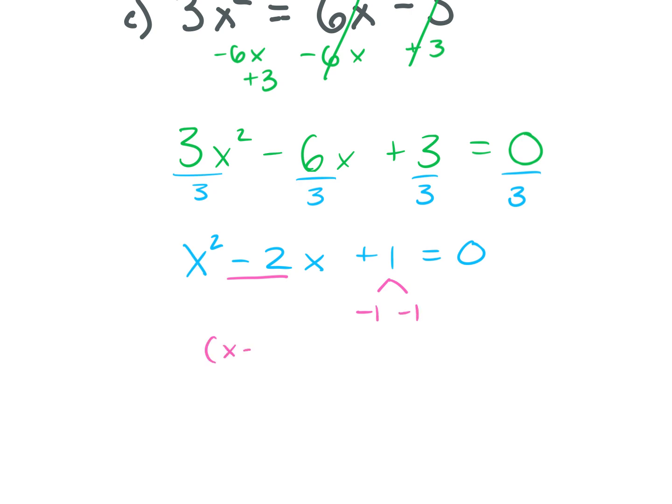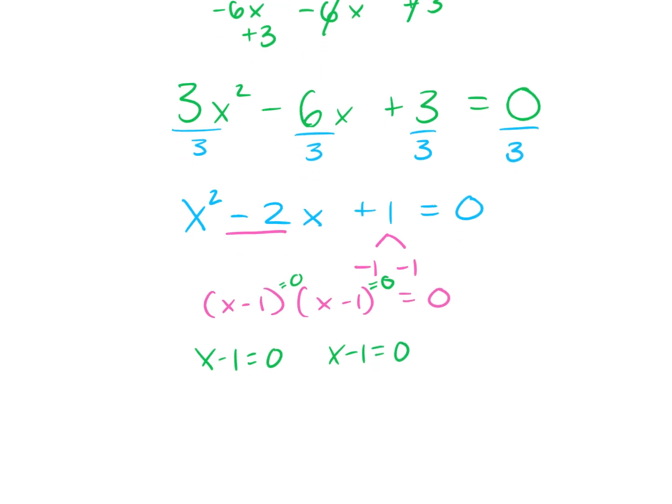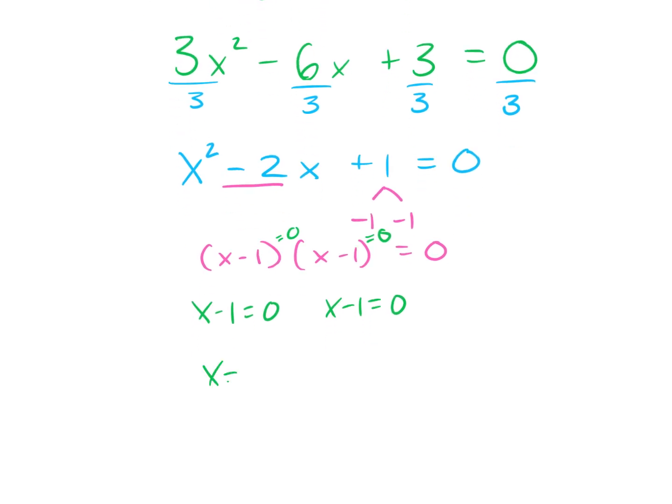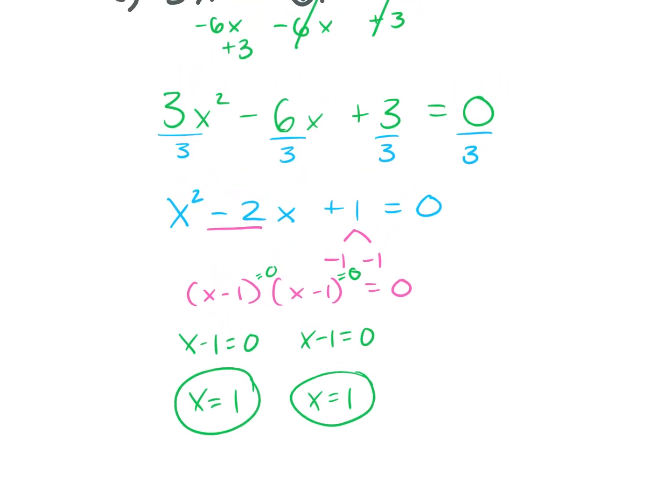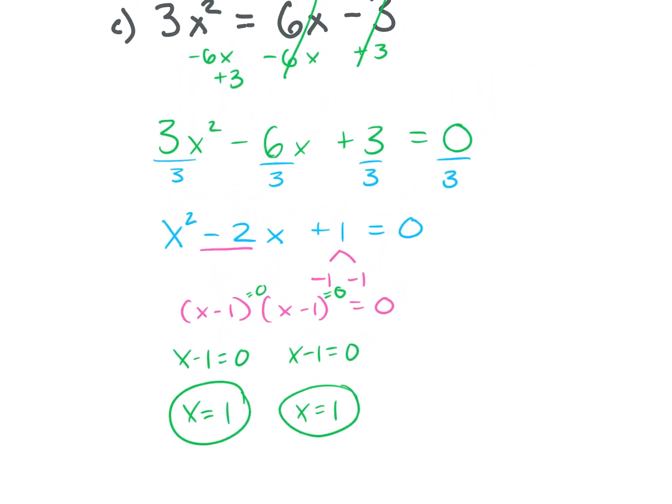So this factors into x minus 1 times x minus 1. We set each piece equal to 0. So x minus 1 equals 0 and x minus 1 equals 0. So what does x equal? 1. So we actually get the same answer twice. You don't have to list it twice if you don't want to. As long as you put x equals 1, that's fine.